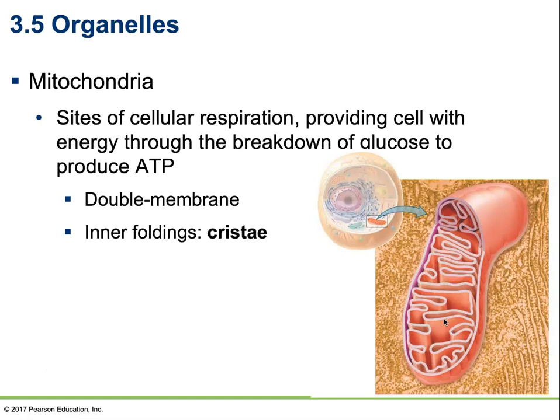One way to improve the surface area to volume ratio is by having that membrane not just on the outside, but folded inside, back and forth and back and forth. That's how we can increase our surface area to volume ratio. So the mitochondria is a great place for this.